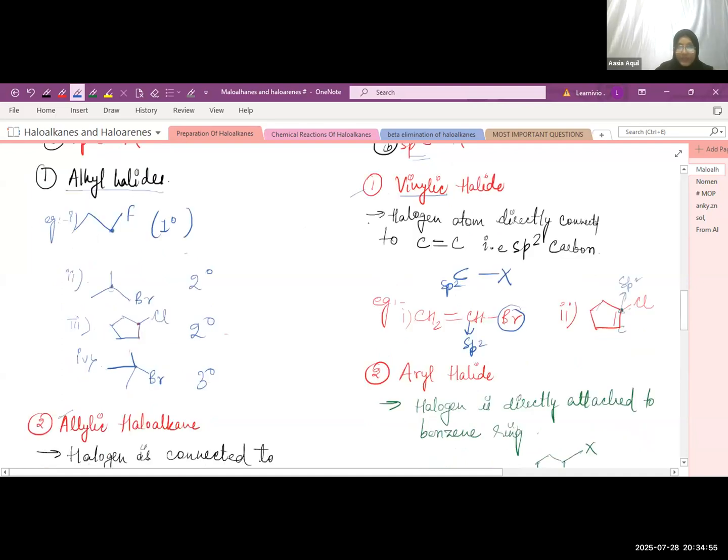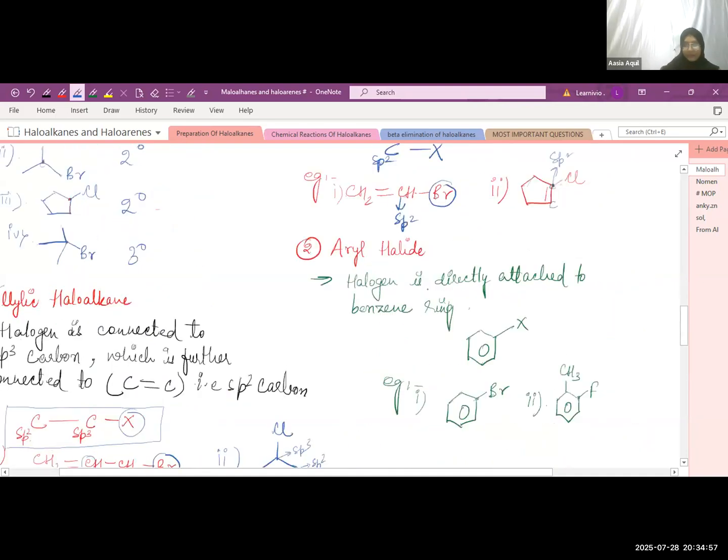Next is aryl halide, meaning your haloarenes. Basically, the halogen is directly attached to the benzene ring. What happens here in the aryl halide or haloarenes? The halogen is directly connected to the benzene ring. So it's very simple, right? Suppose in this example, this bromine is attached directly to the benzene ring. So it's an aryl halide.